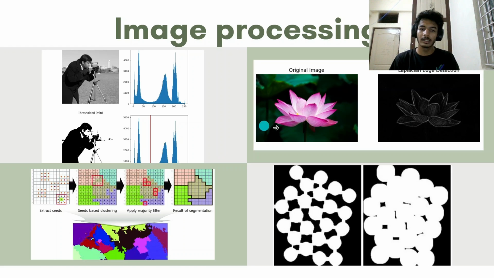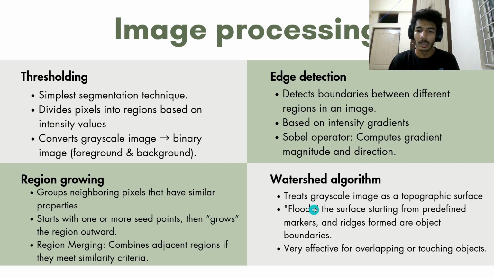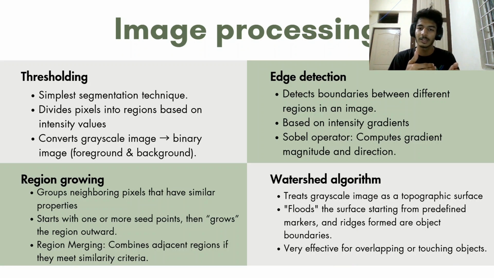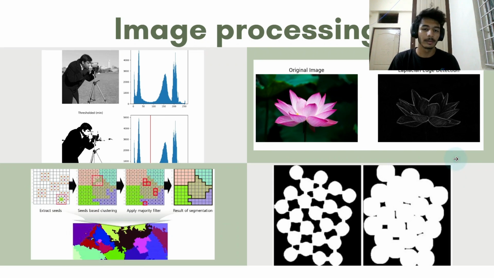So we can see that in the image, they treat the grayscale image as a topographic surface, plus the surface starting from predefined markers and ridges from an object. It's very effective for overlapping or touching objects. It basically gives the idea of distance from the camera, distance from the origin of light.